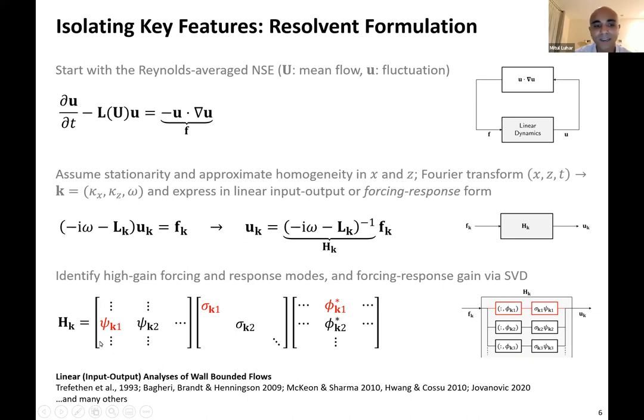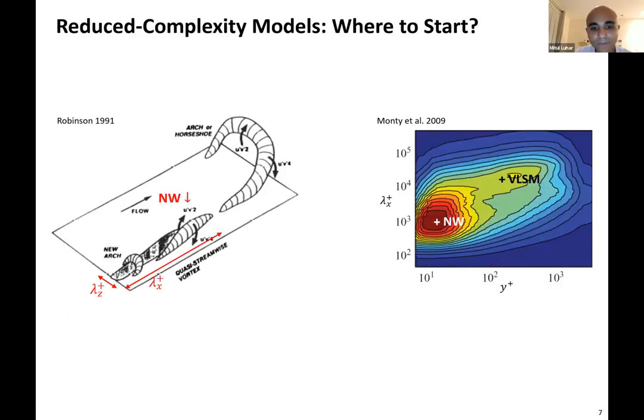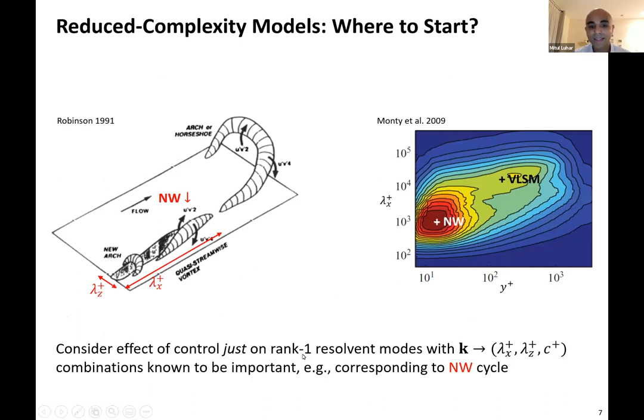If there is any forcing along the direction of phi k, we expect this first response mode to dominate. So we'll just keep track of psi k1 and sigma k1 for the rest of this talk. Okay, so we're just going to look at these rank one resolvent modes with wave number frequency combinations that are known to be important. For example, the near wall cycle.